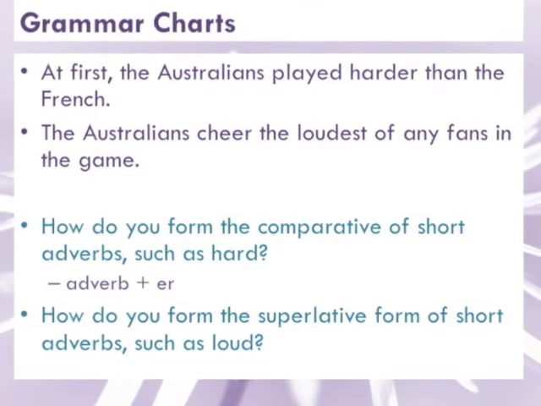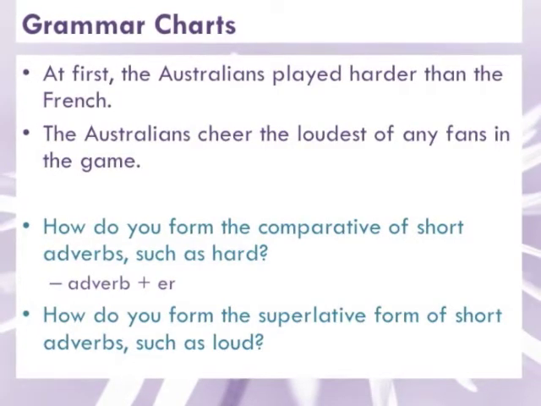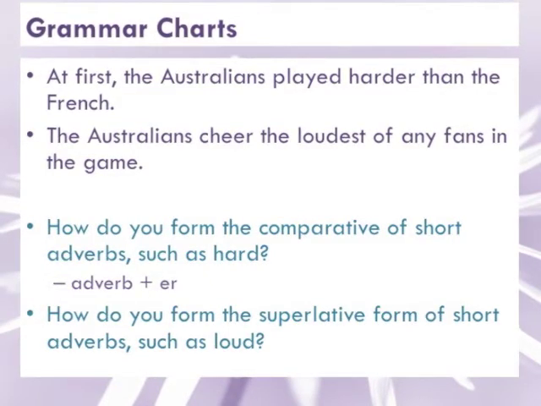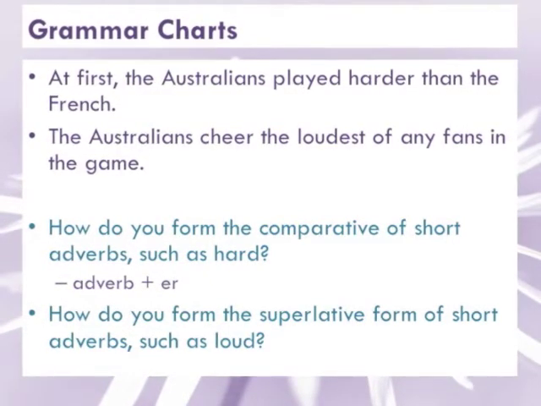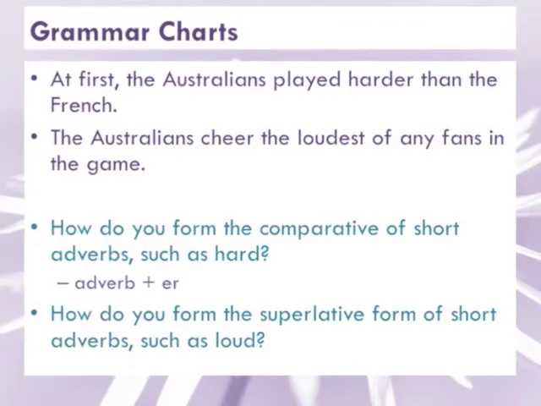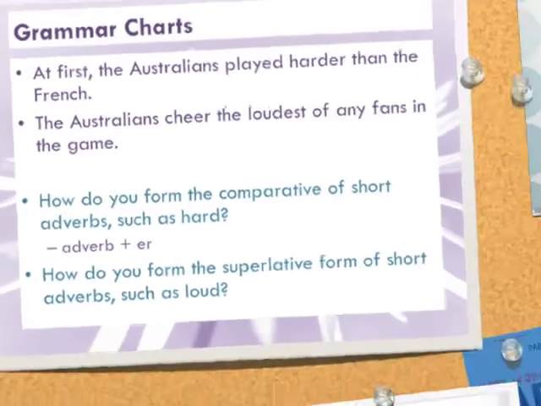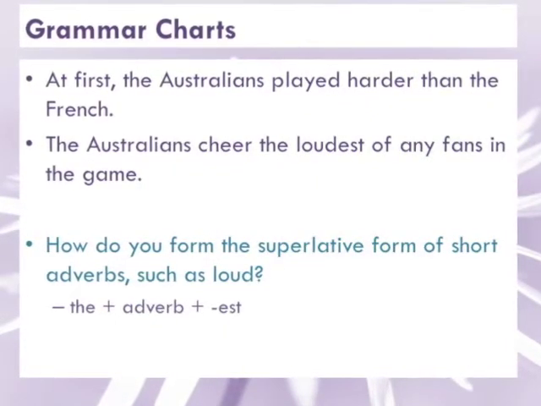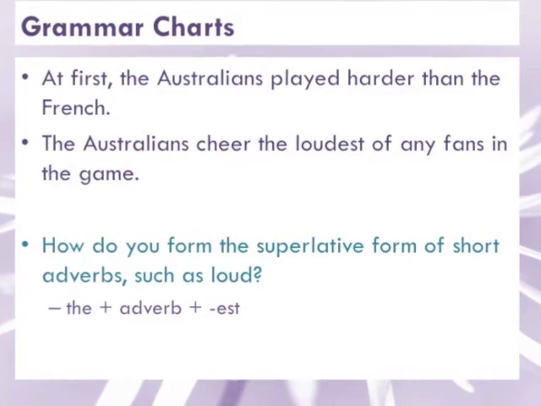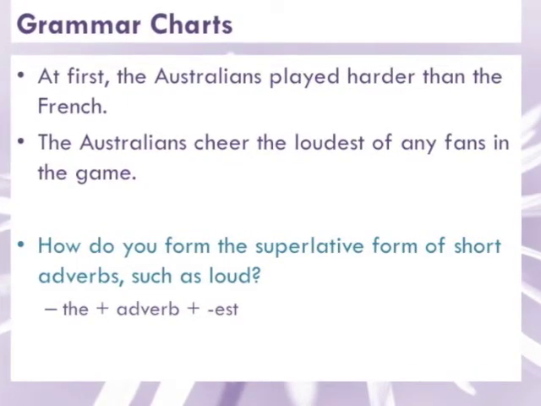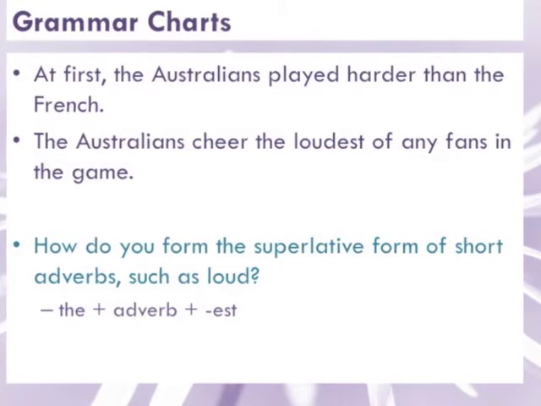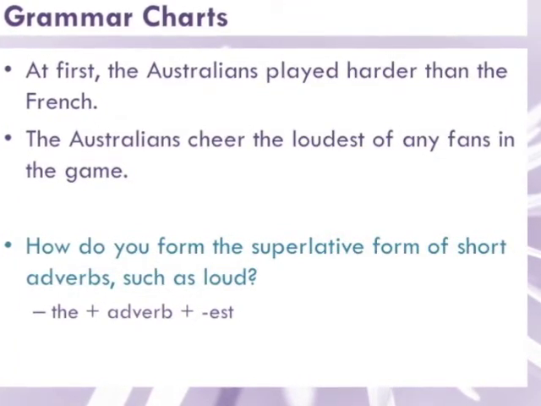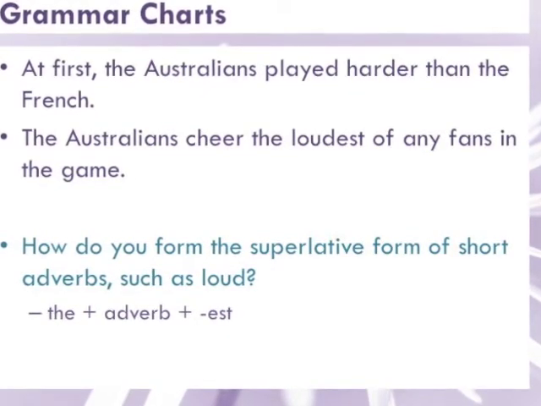Let's look at the second sentence. The Australians cheer the loudest of any fans in the game. Let's figure out how you form the superlative form of short adverbs, such as loud. Go ahead and take a minute and write it down. Alright, if you figured out that you add the plus the adverb plus est, you did it perfectly. So our example, cheer the loudest, you have the verb, the, loud is the adverb, and then you added est to it.